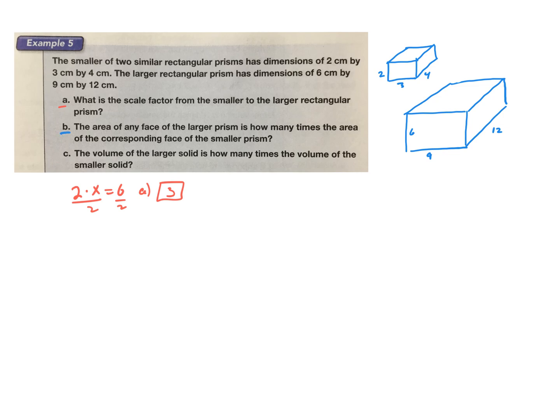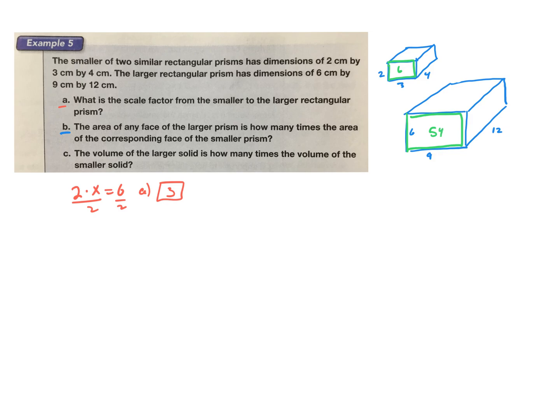Now, let's go into part B. It says the area of any face of the larger prism is how many times the area of the corresponding face of the smaller. So let's go ahead and just find an area real quick of this end. That'd be 2 times 3, so 6. Of this corresponding side, that'd be 6 times 9, which is 54.